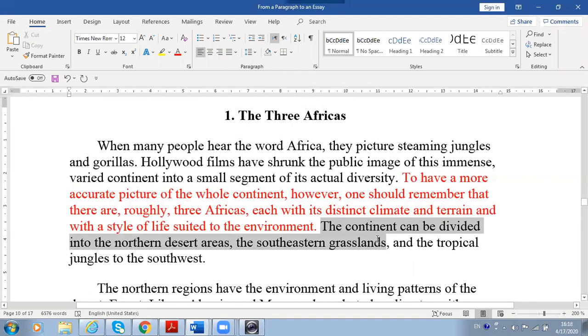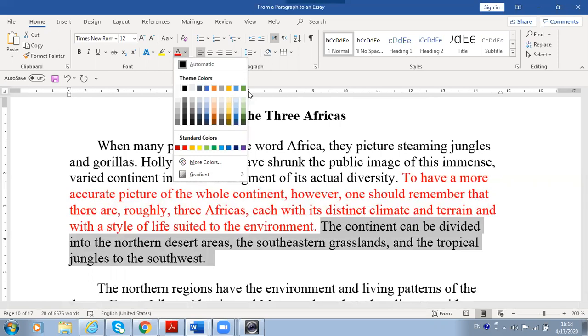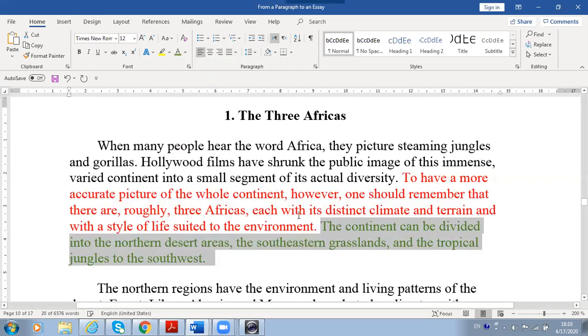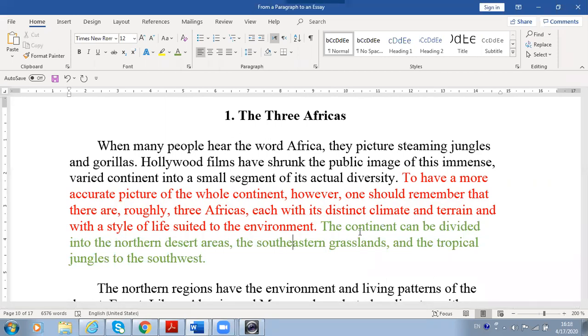Blueprint in this? The continent can be divided... Yeah, the last sentence. Yes, the last sentence is the blueprint. Okay. Why? I don't understand why this is the blueprint. Okay, I'm explaining.